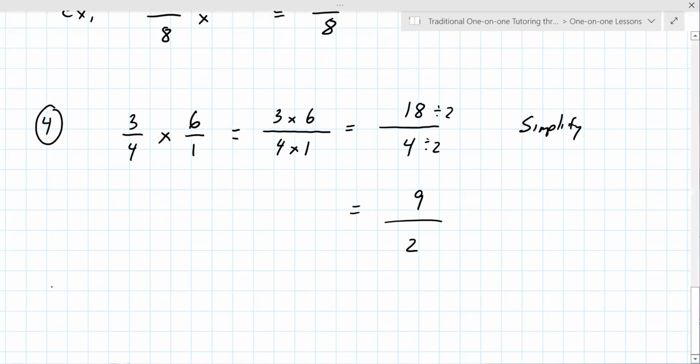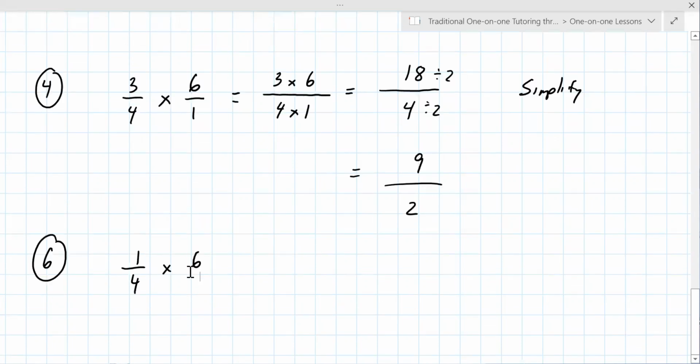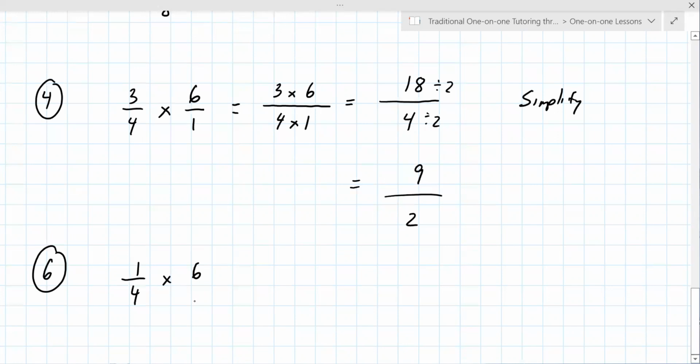Okay, let's try number 6. So number 6 is 1/4 times 6. You can write 6 as a fraction. How can you write this second number as a fraction? 6 over 1. Yeah, very good. You can always write anything over 1 to make it a fraction.